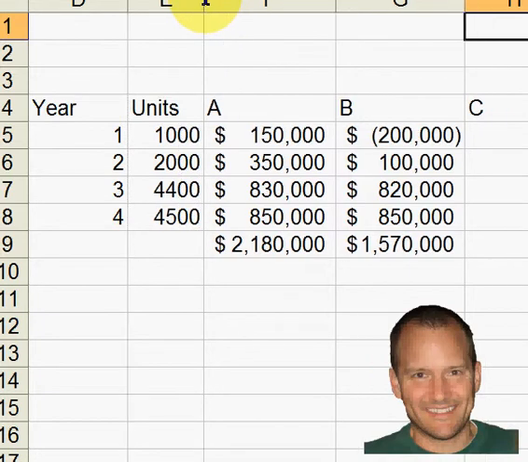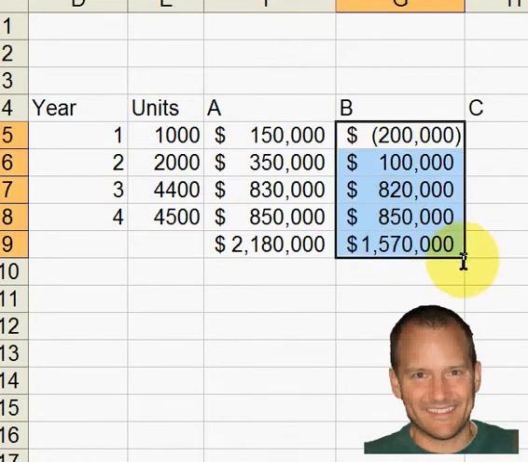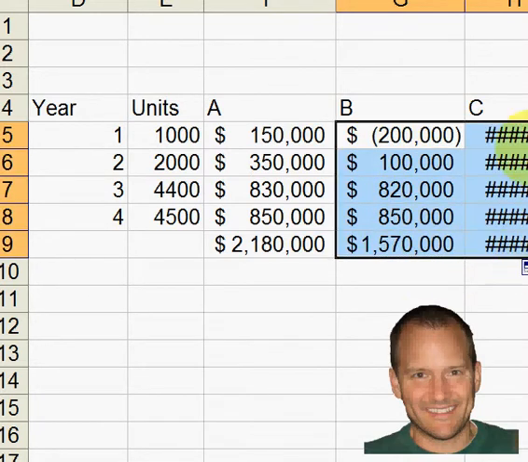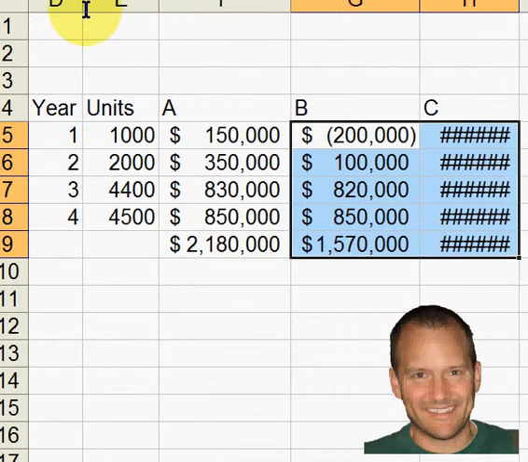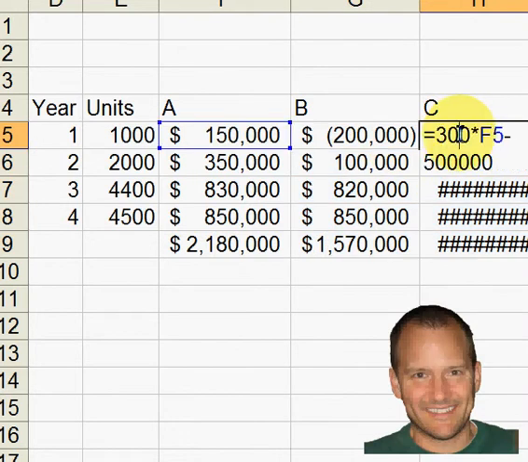So you can see what we have now is a plan where A gives us a profit of $2.18 million, B gives us a profit, again, this is the total profit for the 4-year period, of $1.57 million. And we'll just copy this whole guy over here.